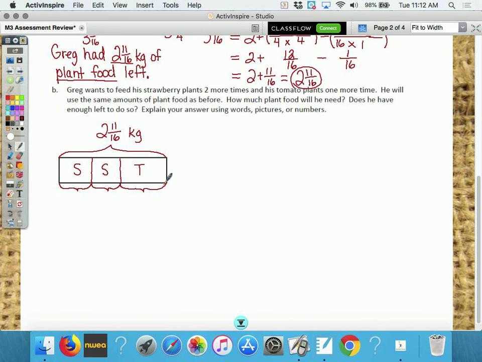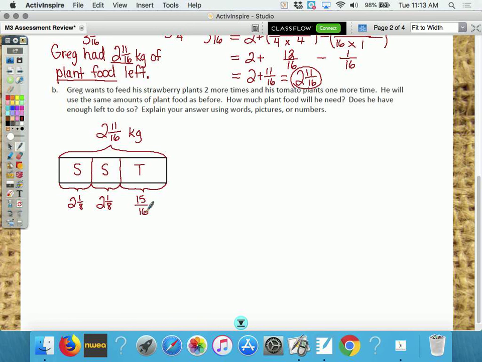All right, so how much did he originally feed his strawberry plants? 2 and 1/8, is that right? 2 and 1/8. So that goes on both of these. And then his tomato plants was 15/16.